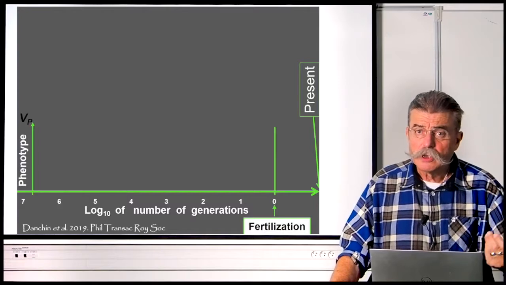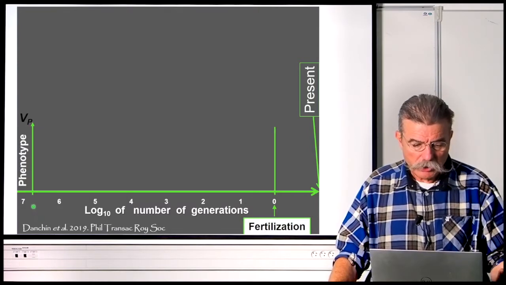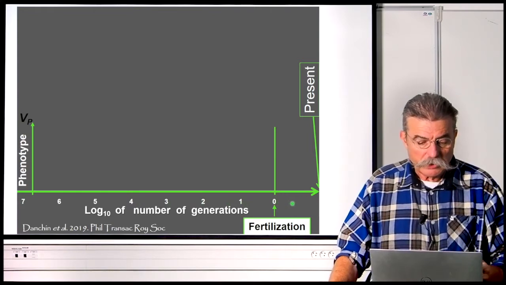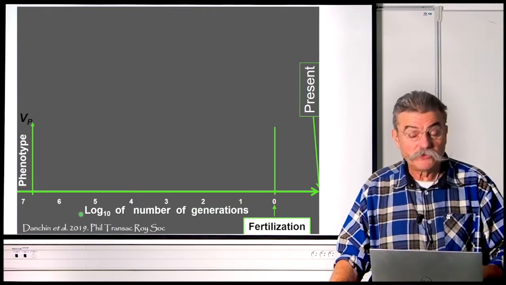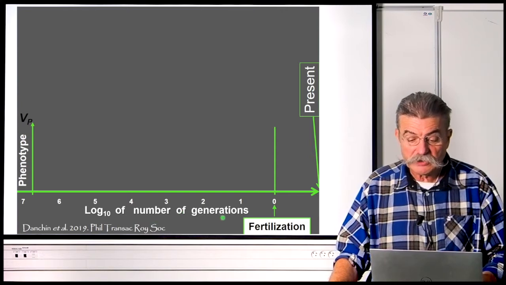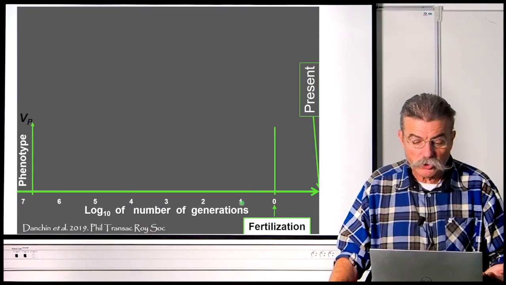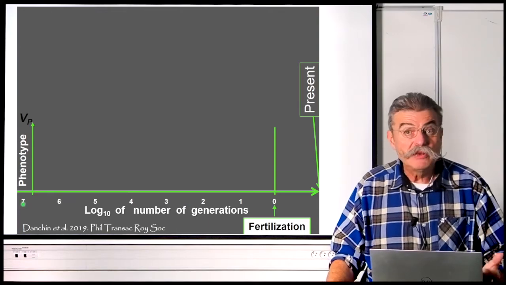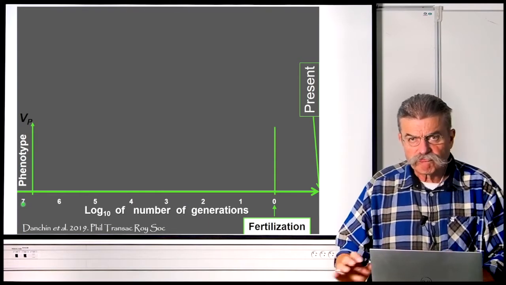And for this I need a time scale, which is there from left to right on the x-axis of this graph. The time is in log 10 of numbers of generations, meaning that 1 means 10 generations ago, 2 means 100 generations ago, and 7 would mean 10 million generations ago. So it's a really broad time scale.